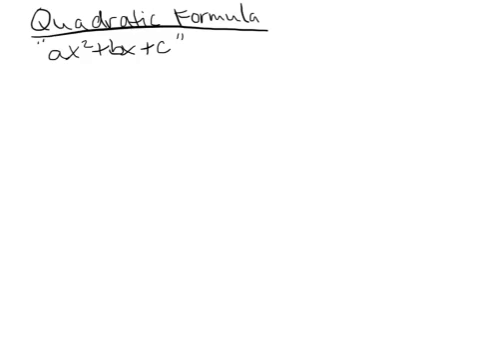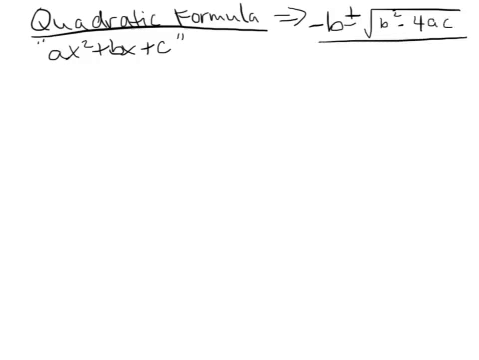This formula is not something that you have to memorize. It is something that is going to be given to you, but I still would like for you to write it down. The quadratic formula is negative b plus or minus the square root of b squared minus 4ac, all of that divided by 2a. Now there's a lot of stuff going on in there, but whenever we're given a quadratic equation, we can identify our a, our b, and our c. So the formula is just something that we're going to have to evaluate.